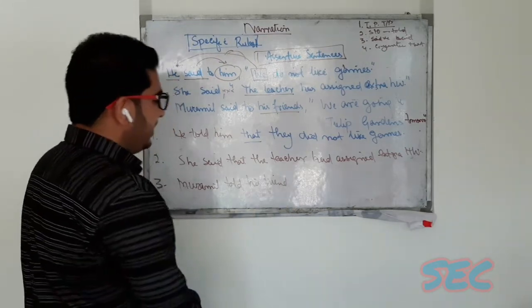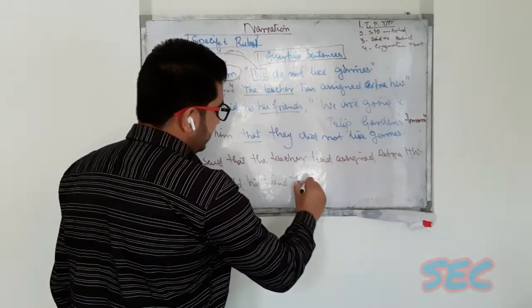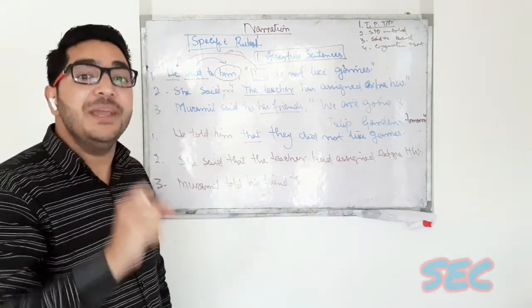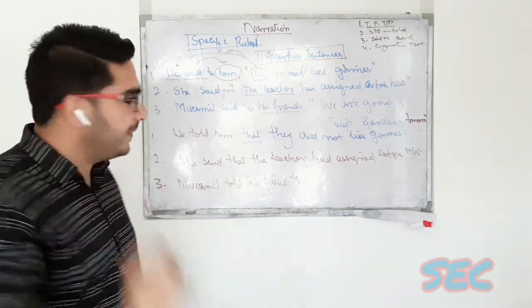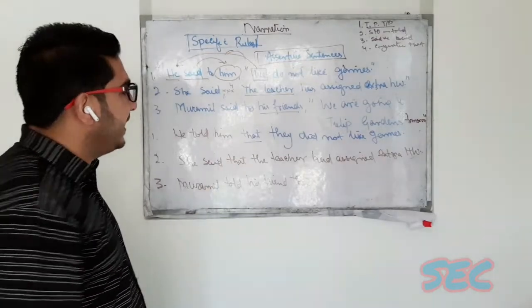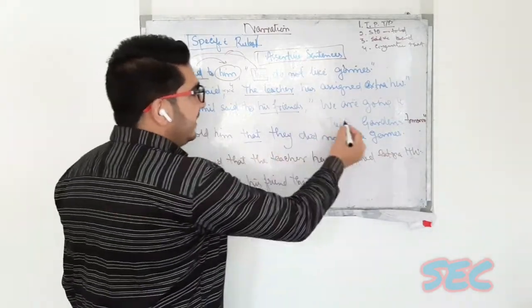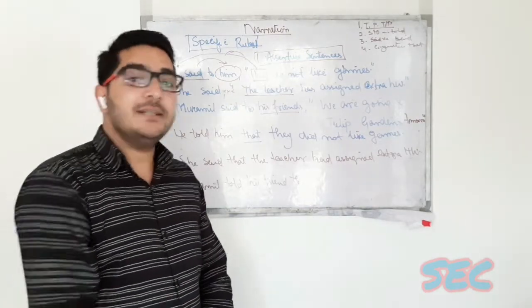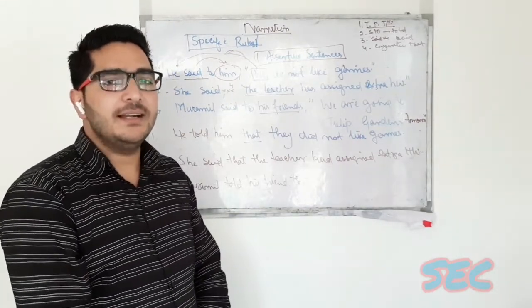Muzammil told his friends that, because it is assertive. In assertive sentences, we make use of the conjunction that. Muzammil told his friends that. See, the sentence is, we are going to tulip gardens tomorrow. Present continuous sentence.